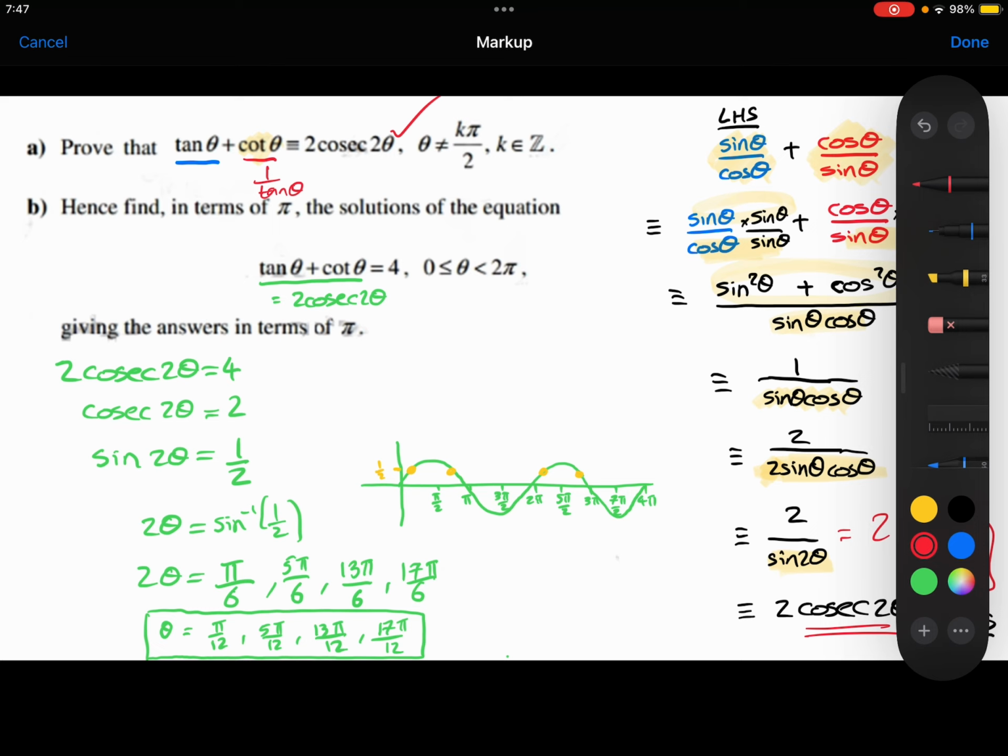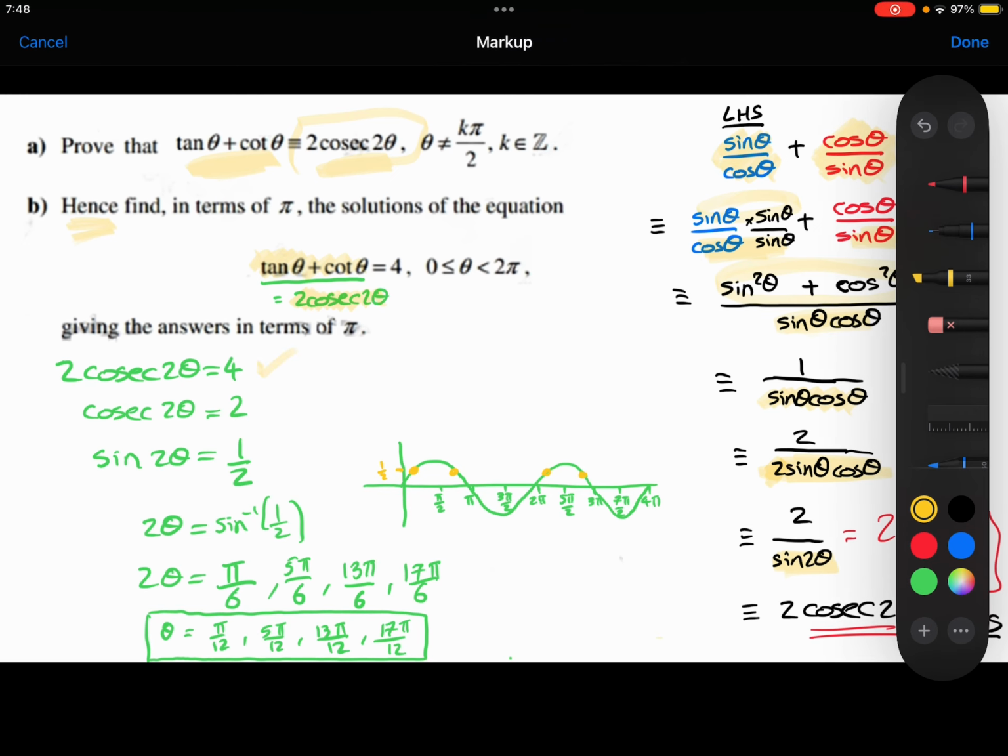Part B. It says hence, so we're going to use what we've just done. And I'm comparing this equation to what we just did in part A. So I'm comparing this and what I've got up here. And I notice that it's exactly the same as what I've got on the left-hand side, which means that I can identically just write down that it's going to be 2 cosec 2 theta. So that's what I've done. I've replaced the tan theta plus cot theta with 2 cosec 2 theta and made that equal to 4.